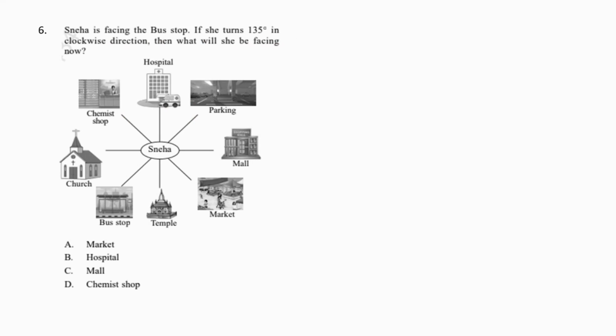Next is a question from the direction sense topic. Sneha is facing the bus stop. She turns 135 degrees in clockwise direction. Okay, when it comes to directions, the main directions, north, south, east, and west, are perpendicular. They form two perpendicular lines. Hence, the angle formed between two main directions is 90 degrees.